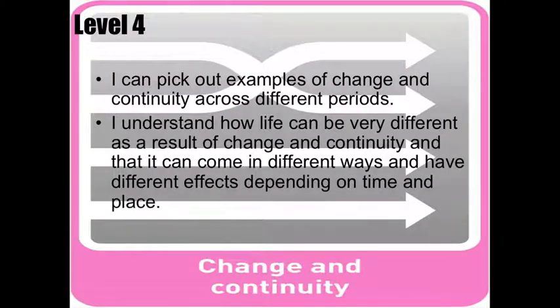Level 4 then, in change and continuity. Level 4, the level that one would expect an average Year 7 student to attain by the end of Year 7. I can pick out examples of change and continuity across different periods of the historical curriculum that is being studied. I understand how life can be very different as a result of change and continuity, and that it can come in different ways and have different effects depending on time and place.